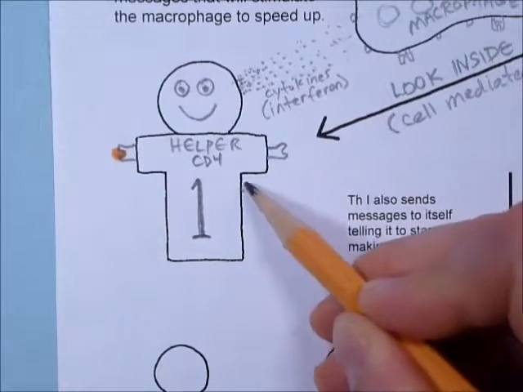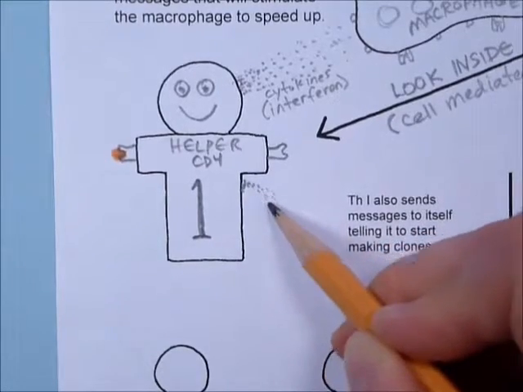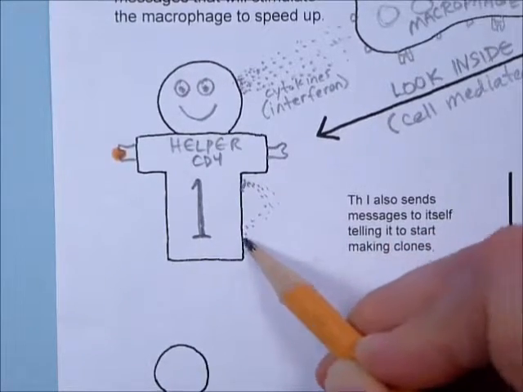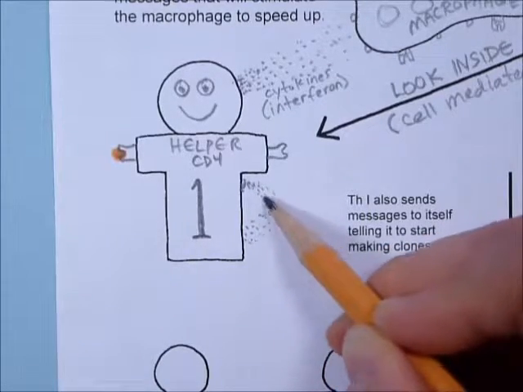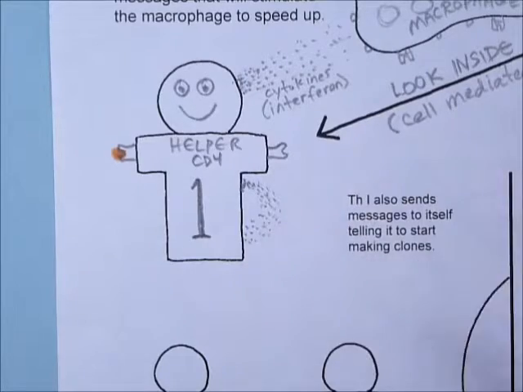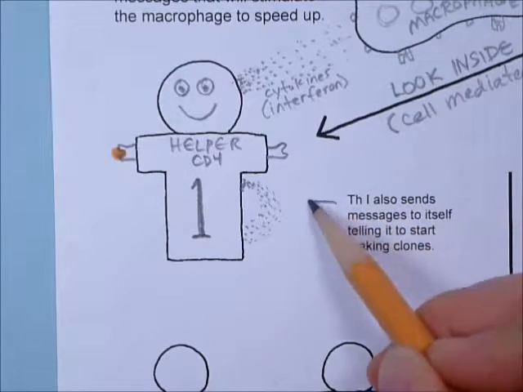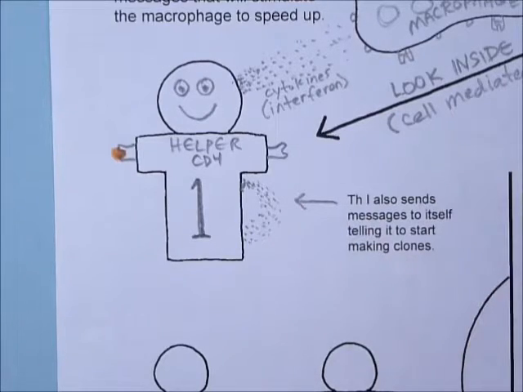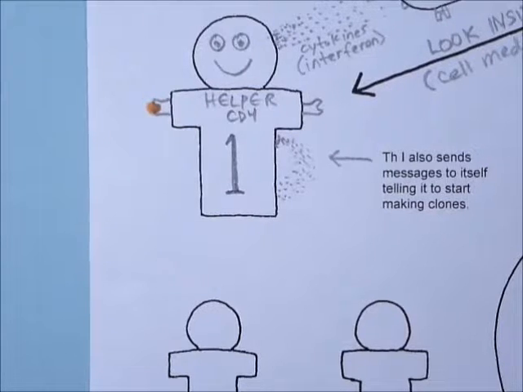So these interferons go over and tell the macrophage to speed up, and it also, strangely enough, sends a message to itself. So let's put some dots down here going like this. Now there's a special complicated name for this, which we're not going to bother with, when they send messages to themselves. So right here, TH1 also sends messages to itself. That's what's going on here, telling it to start making clones. So it says, self, we're going to need an army. We need to go through mitosis and make a whole bunch of ourselves.